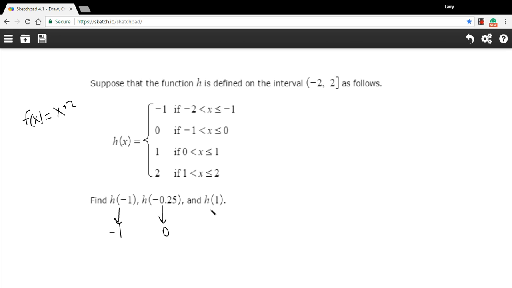And finally, we've got h of 1. We have to be careful. There were two negative ones here, and here are two ones. One of them is included. That's the less than or equal to sign here. So that's the interval that 1 is included in, and the value there is 1. So that's really all there is to evaluating a piecewise defined function. Hope that helps.